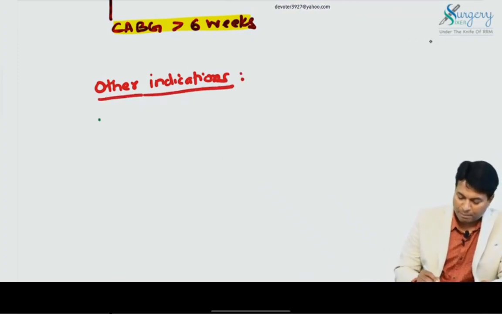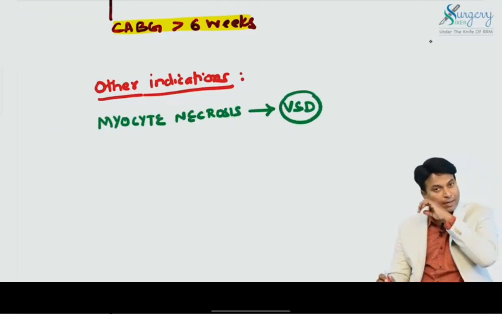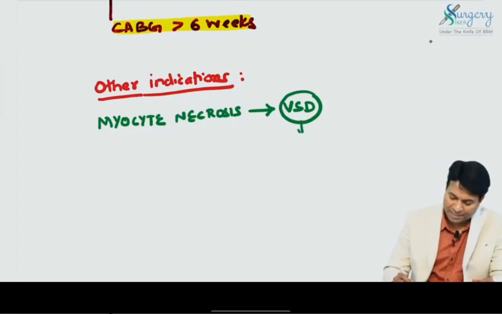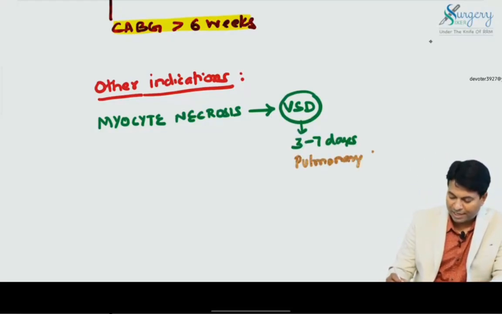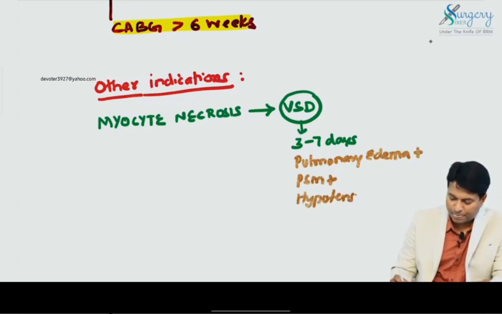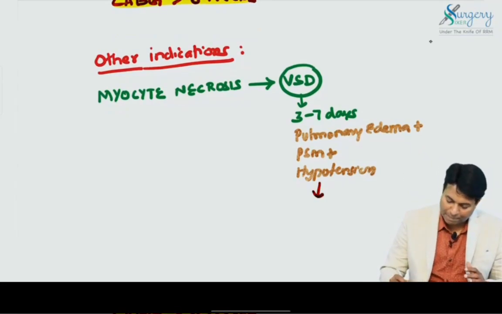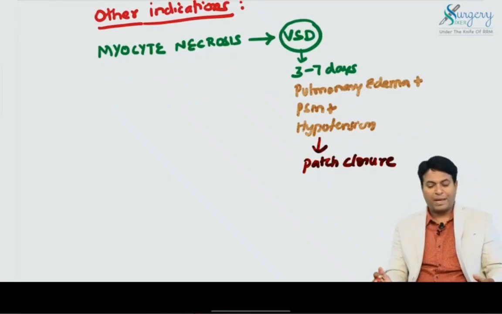Okay. So other indications are that the myocyte can go for necrosis. When there is myocyte necrosis, there will be a ventricular septal defect in the heart. The patient presents in 3 to 7 days with a classical clinical feature of pulmonary edema, pansystolic murmur, plus hypotension. So these patients all will need immediate surgery. A patch closure is needed, as the myocyte has gone for necrosis and there is a gap, a ventricular septal defect.